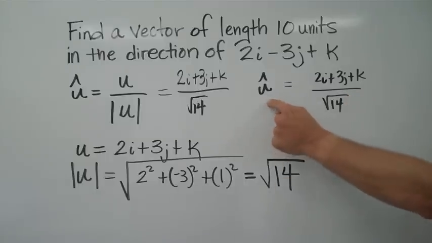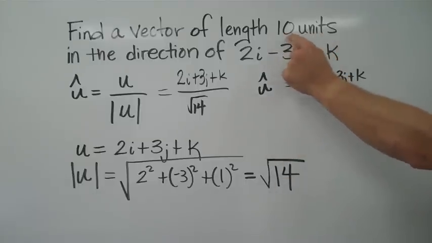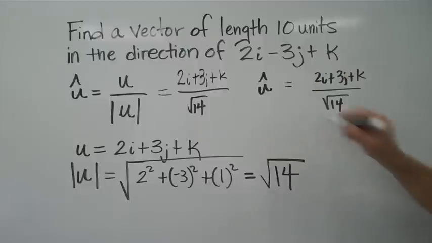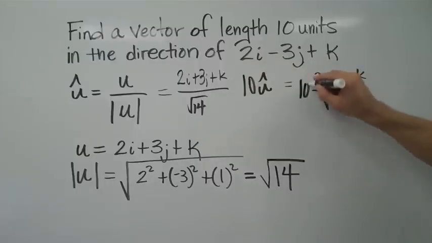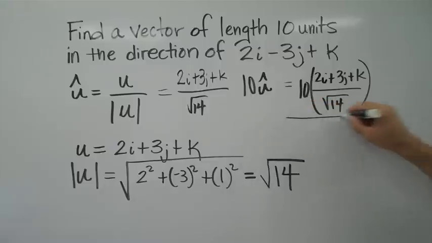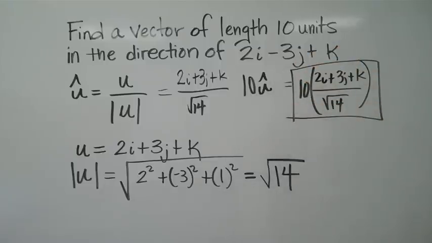That's one unit vector in the direction of this vector. What about 10? Well, 10 means multiply that side by 10 and multiply this side by 10. So here is your answer. Here is a vector of length 10 units in the direction of 2i minus 3j plus k. It's a little unsatisfying, but it is the answer.